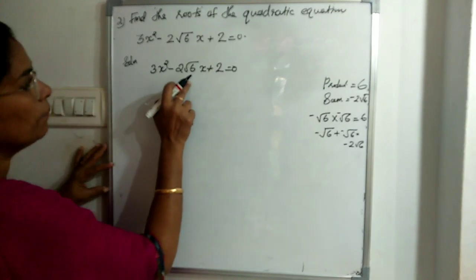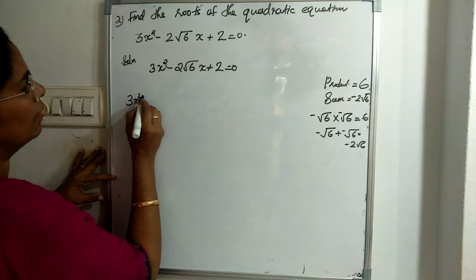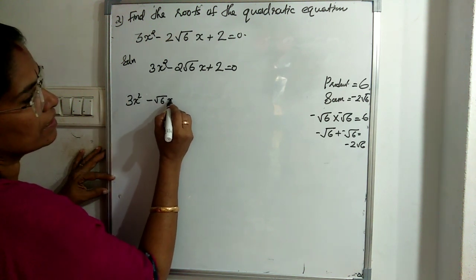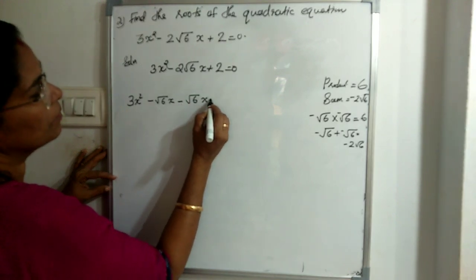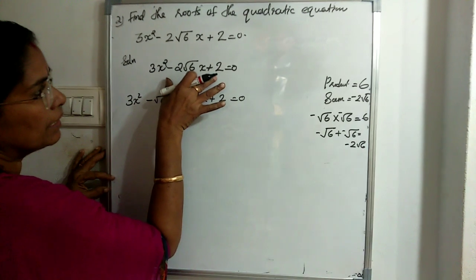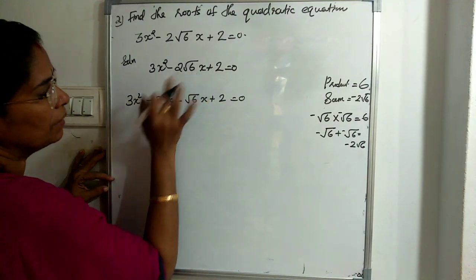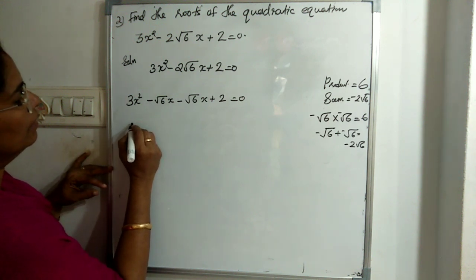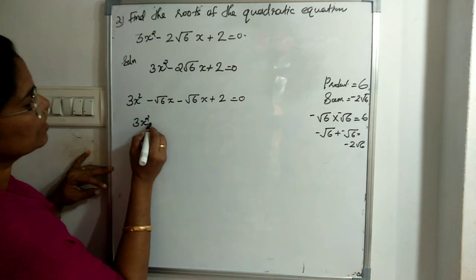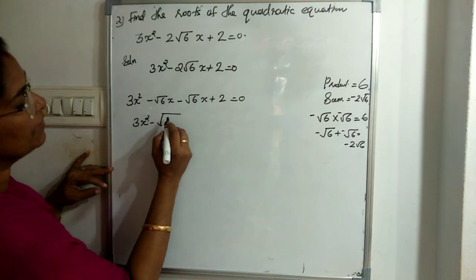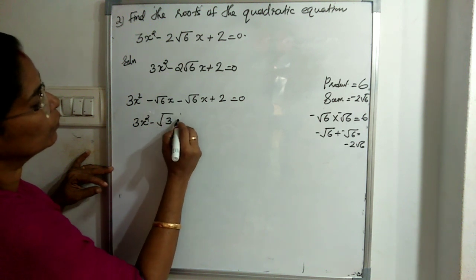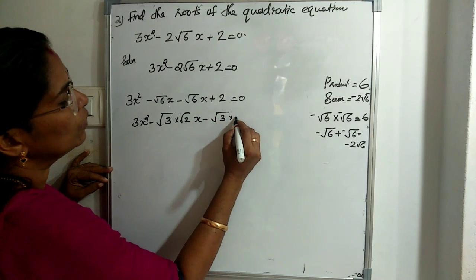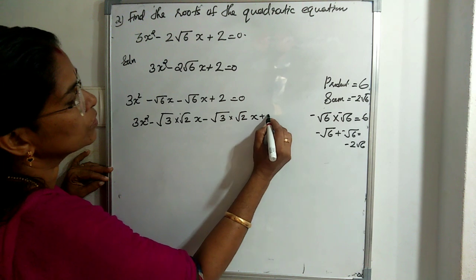Okay, now we are splitting the middle term. 3x² − √6x − √6x + 2 = 0. Three terms become four terms by splitting the middle term. Look here, 3x², we can write as 3x², and this √6 we can write as √3 into √2, which becomes √6. And again this also we write as √3 into √2 x, plus 2 equal to 0.